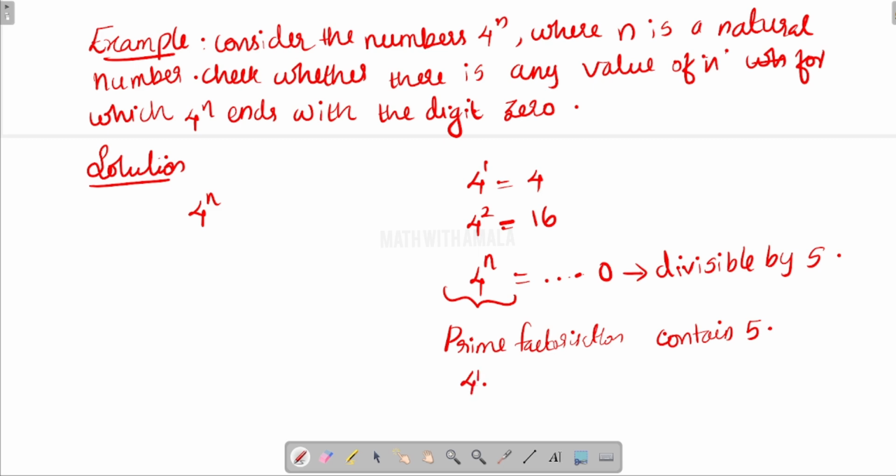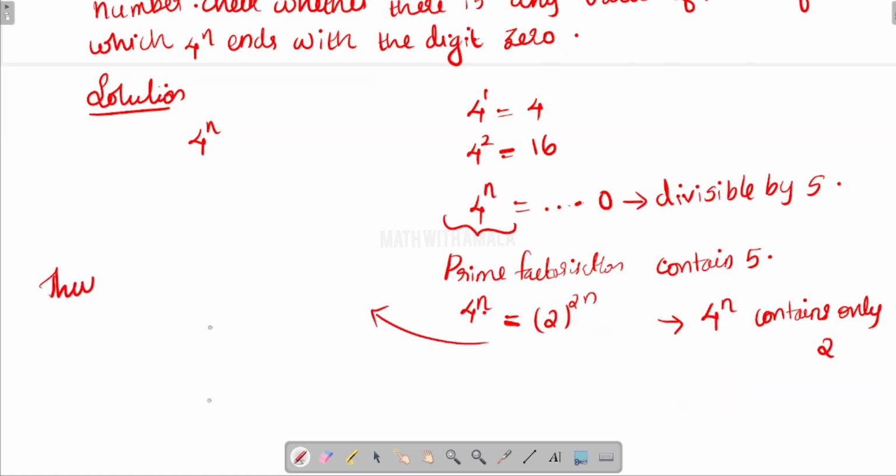So 4 raised to n is equal to some value, and 0 at the end means that value must be divisible by 5. If a number has 0 at the end, its prime factorization must contain 5. But in the prime factorization of 4 raised to n, you will get only 2. The only prime number occurring in the prime factorization of 4 raised to n is 2. Hence it is not possible, because 4 raised to n is equal to 2 raised to 2n. So 4 raised to n contains only 2 as the prime.